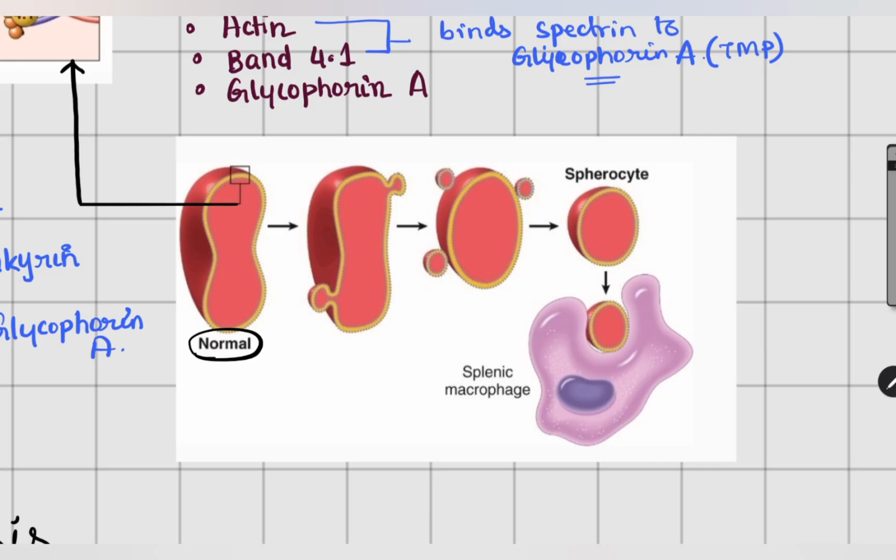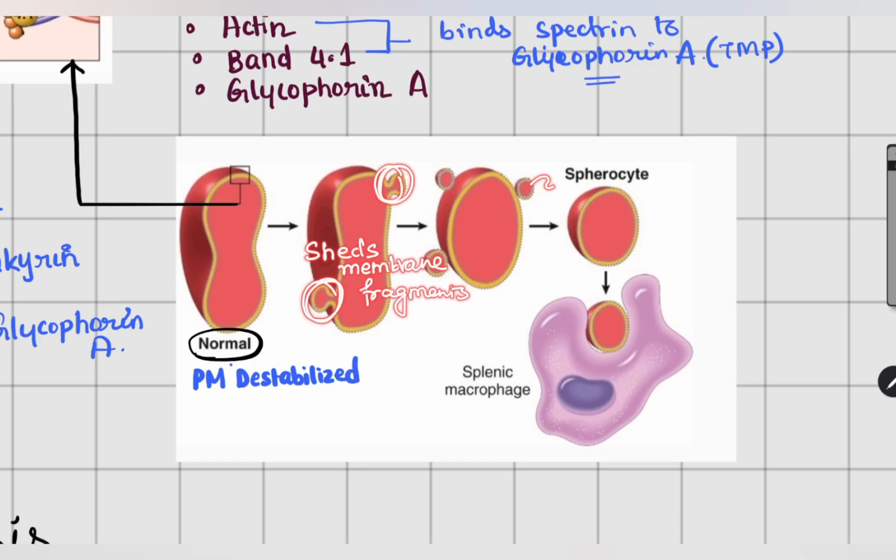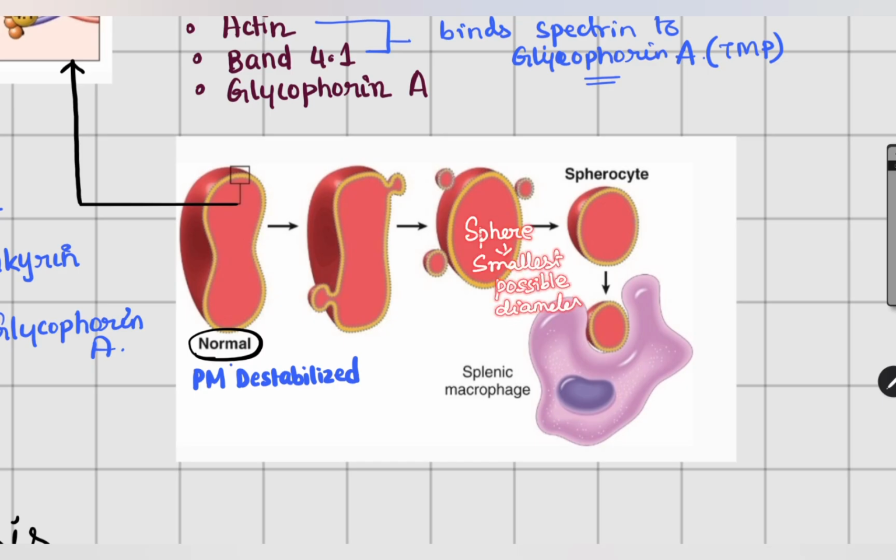by a sphere. Now let's see this diagram from Robbins. Here we can see that the plasma membrane has been destabilized. Next, what happens? It sheds its membrane fragments, and after that it becomes a sphere, which is the smallest possible diameter, and it becomes a spherocyte.